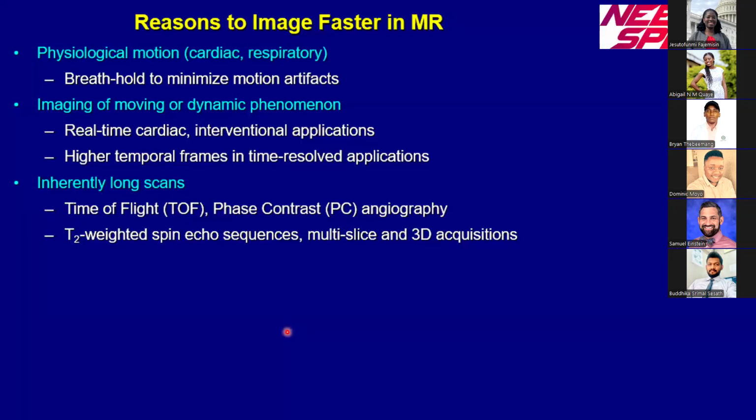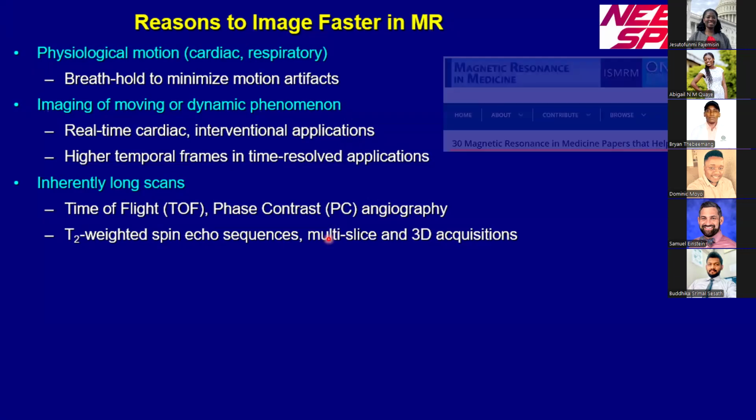Okay, so I already mentioned a few reasons, but let's go through all the reasons I can think of why you want to image faster. We talked about reducing motion. We talked about trying to get faster temporal resolution if you image something that's moving. It could be a dynamic phenomenon such as gadolinium contrast coming into the blood. Inherently long scans need to be reduced. Of course, that goes back to motion. If you have a patient that's non-tolerant, like a pediatric patient or someone who just can't stay still without sedation.